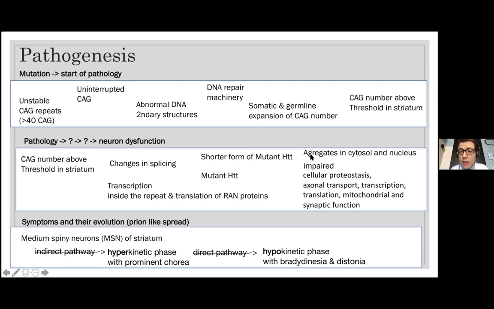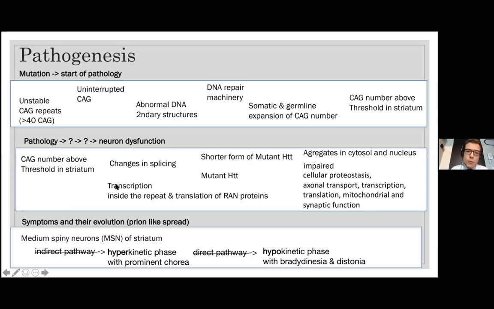What happens then is that the mutant HTT will aggregate both in the cytoplasm and in the nucleus, and it will impair lots of things in the cell. So it will impair the transport between the nucleus and the cytoplasm. It will impair proteostasis, axonal transport, transcription, translation, the mitochondria, synaptic function, a lot of things.